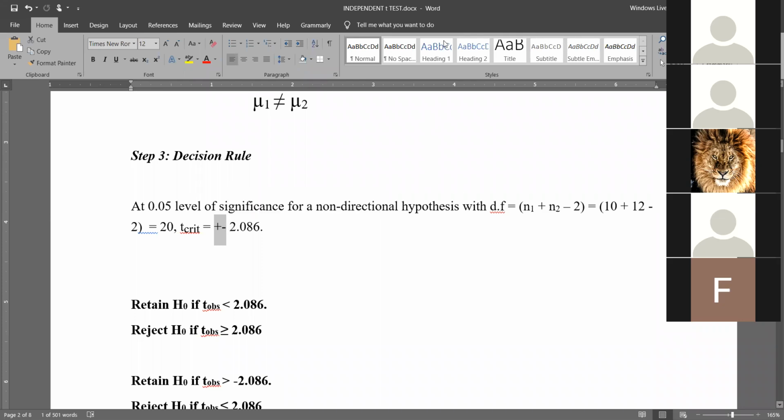The reason why we did that was that our hypothesis is non-directional. So we don't know whether it is positive or negative. That's why we have plus or minus there.